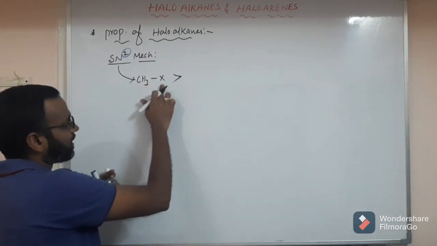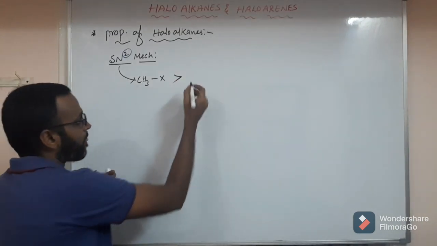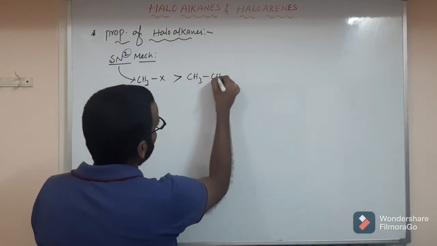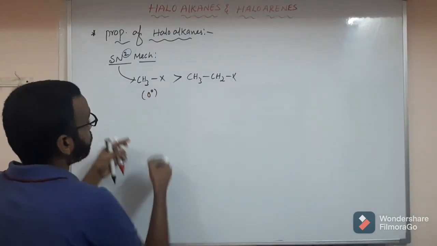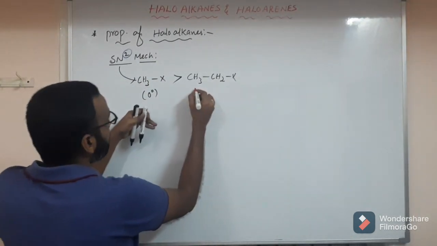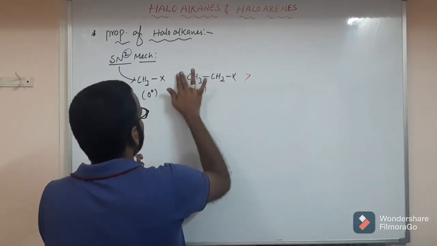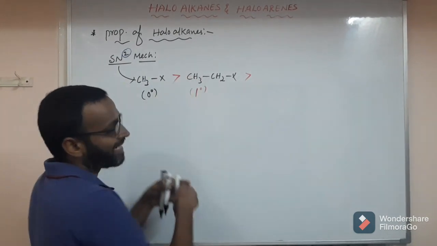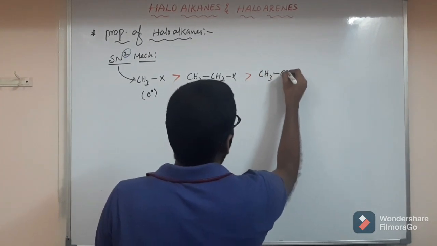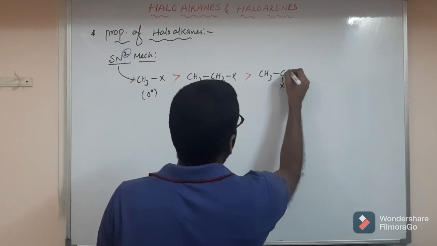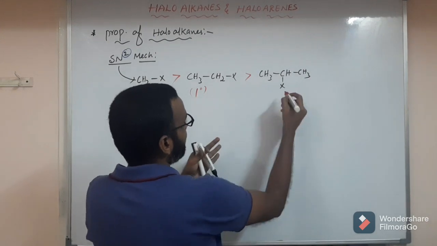Say this X you just take as fluorine here. Suppose here also fluorine. Then here chlorine, here also chlorine, like that. CH3CH2X. This we call primary; methyl halide is super primary. Next is what? Secondary. Secondary means CH3, C, and here you have X, and CH3. This is what? Secondary halide.